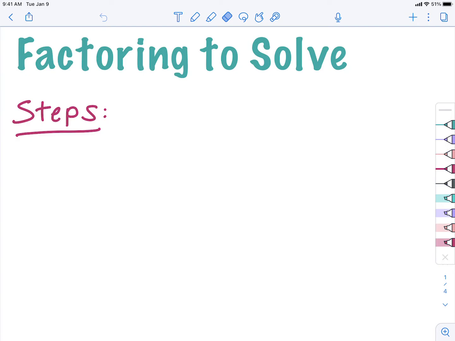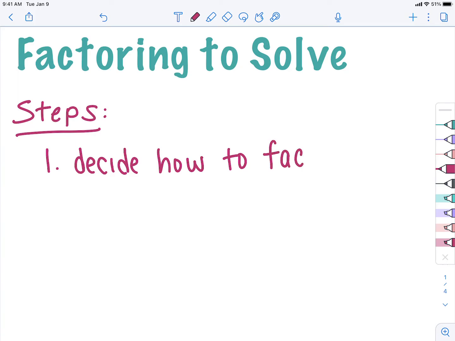So when we're factoring to solve equations like this, the first thing you want to do is look at the equation and decide how are you going to factor it. Is it a trinomial that you're going to factor? Is it a GCF that you're going to factor? How are you going to actually factor it? So step one, decide how to factor the polynomial.